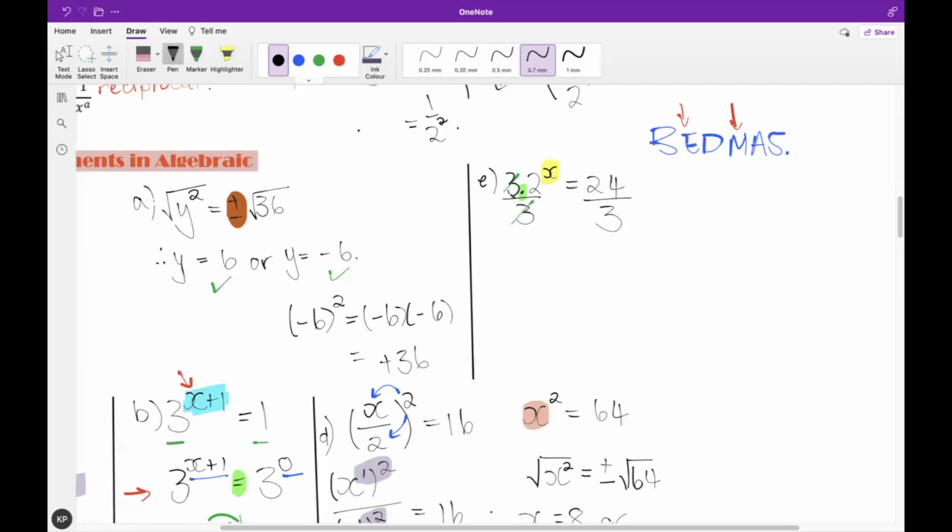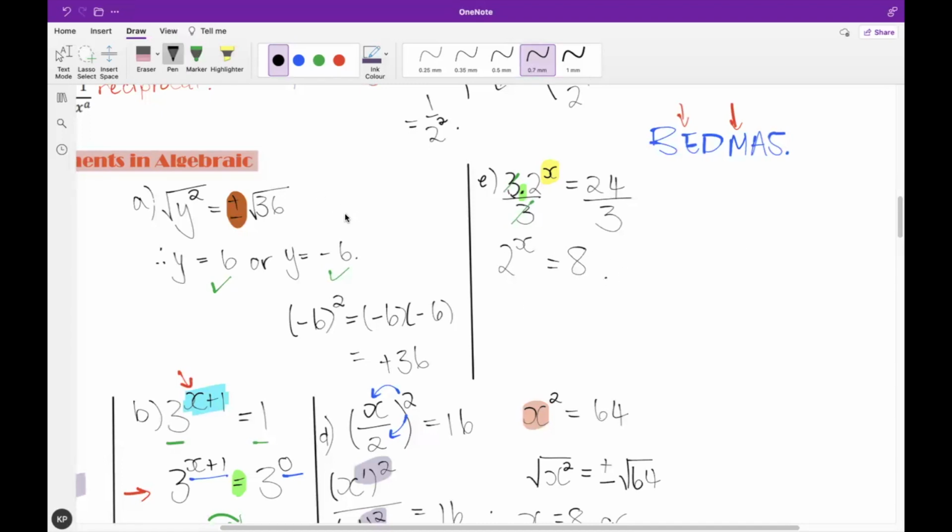Beautiful. So then I am left with 2 to the power of x is equal to, what is 24 divided by 3? 24 divided by 3 is 8. Beautiful. Okay. So if all else fails, get rid of everything around that x or the term with the x. Now, I have 2 to the power of x is equal to 8.